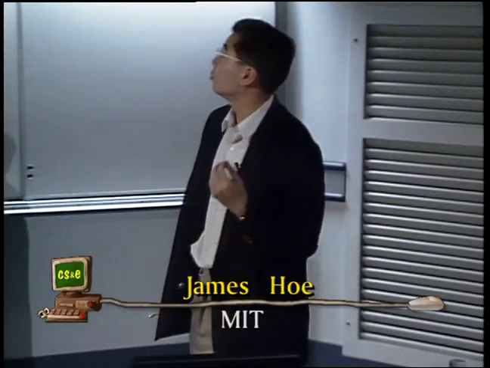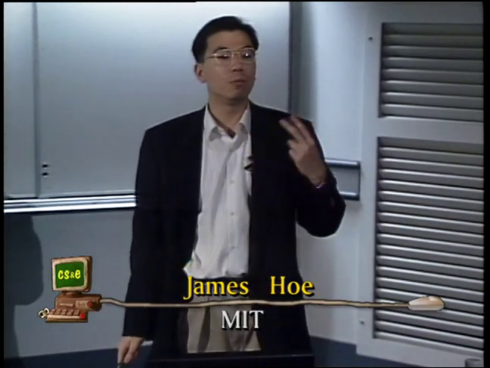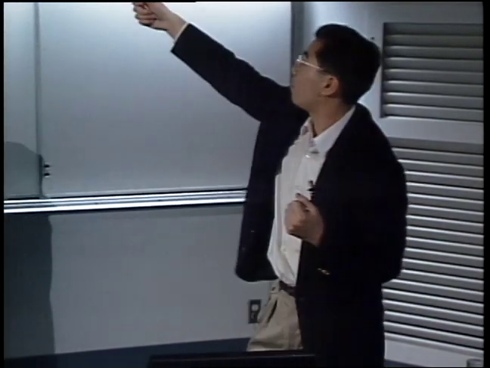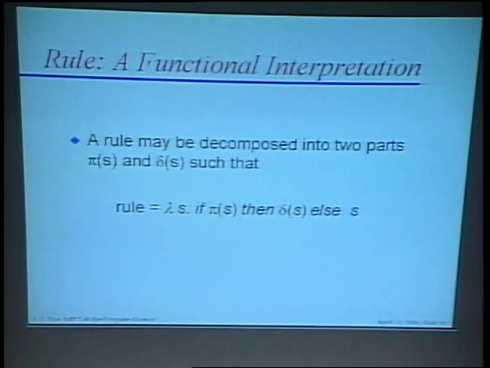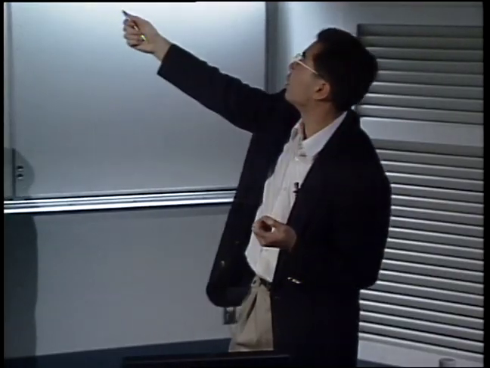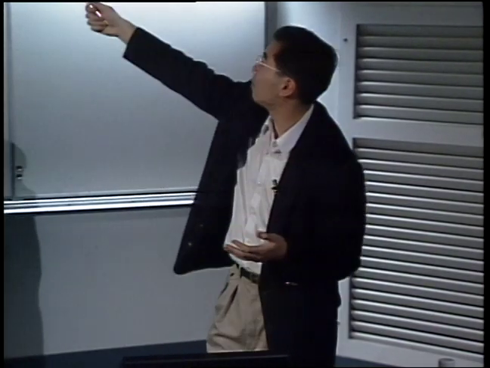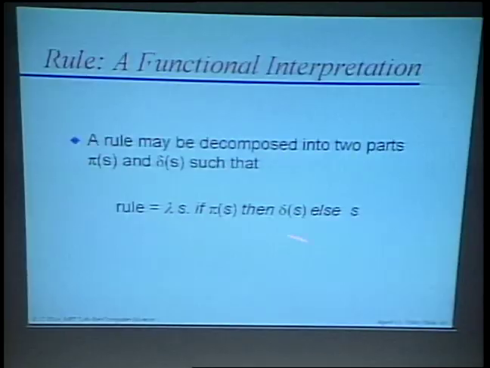And when we look at a rule, we should think of a rule as having two parts, right? There's a pi component and a delta component. So pi is a Boolean function that tells us, given a particular state S, is the rule applicable? And if pi evaluates to true, then the delta function tells us what the new value is. And if pi evaluates to false, of course, the rule is not applicable, and we're not going to change the state S.